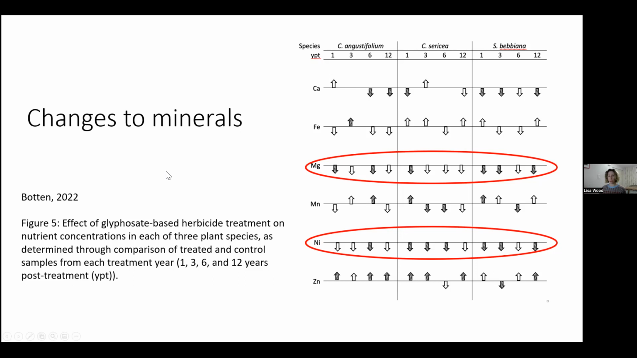So we're not really sure how long these systems take to recover. They obviously take different periods of time to recover depending on the way they've been affected. Minerals may take a bit longer to recover back to normal than pollen, for example, or pollen viability.